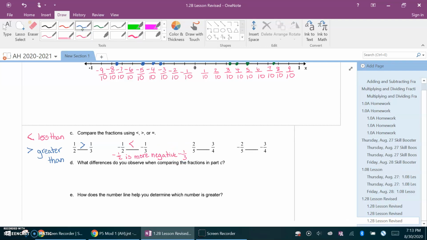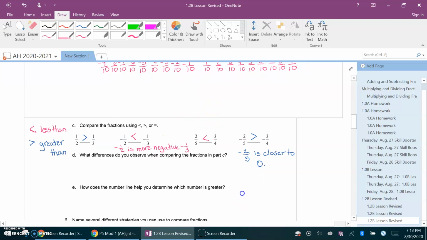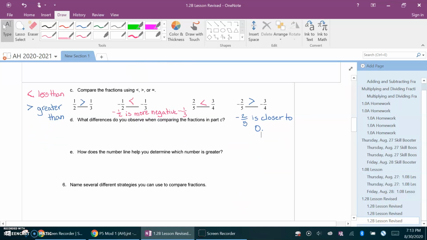Looking at the 2/5 and the 3/4, 2/5 is also smaller than 3/4. And looking at the negative 2/5 and the negative 3/4, negative 2/5 is bigger because negative 2/5 is closer to the 0 on the number line. So it says, what differences do you observe when comparing the fractions in part C? Hopefully we're looking at what's going on with the negatives. The negative fractions use the opposite inequality sign than the positive fractions.